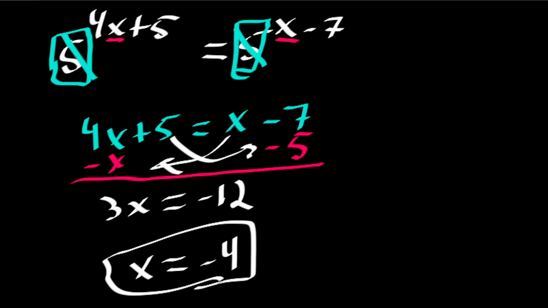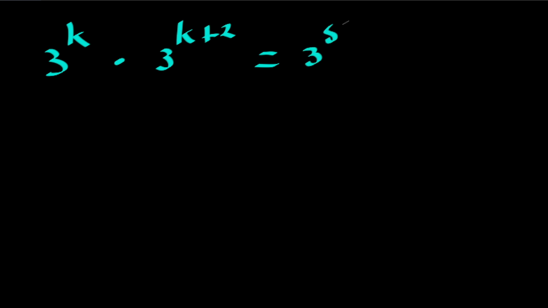All right, so hopefully that was easy enough thus far. Now here's another example that you can get into with a common base. We're still on the common base type of problem. We have 3 to the k times 3 to the k plus 2 equals 3 to the 5k minus 1. Once again, the question you want to ask yourself is, okay, I have an exponent as my variable, or my variable is an exponent.